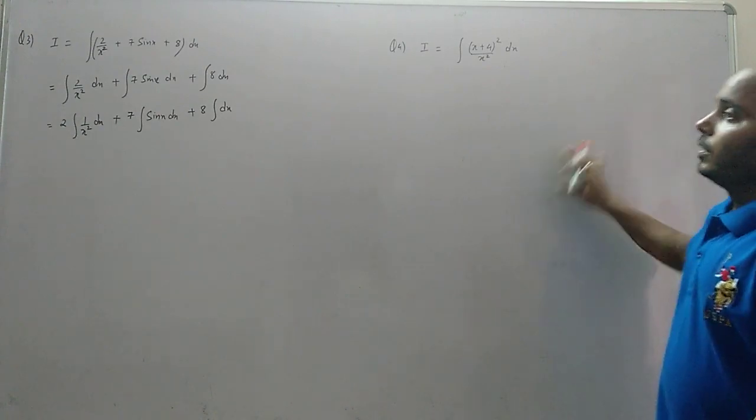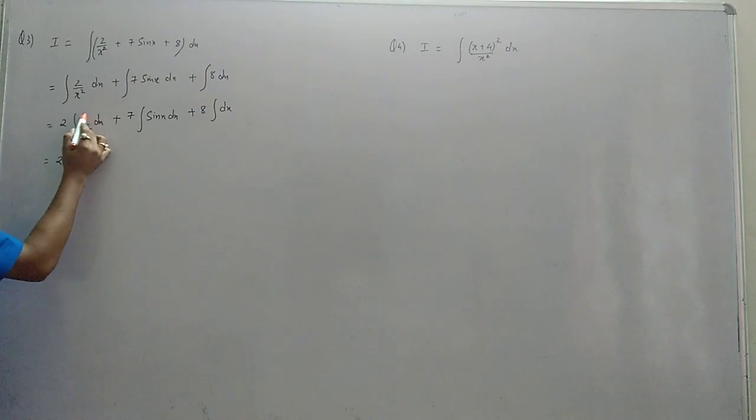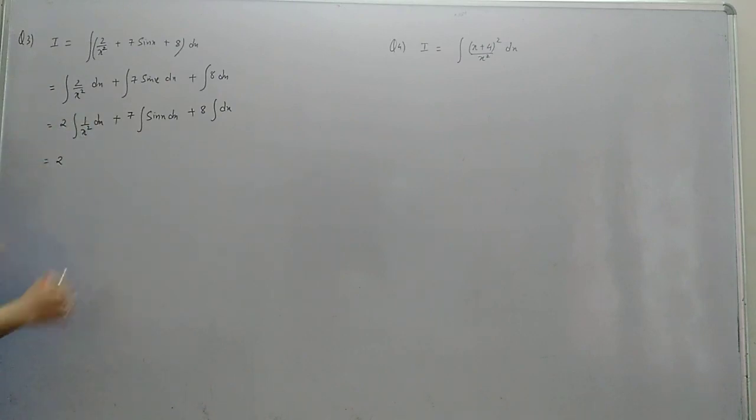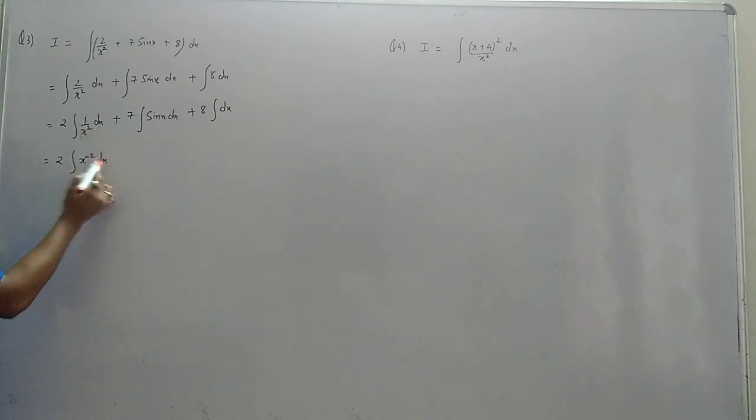Now see, return back to this case. 2. Whatever you have inside, is it in the formula? No. 1 by x square. The formula is for 1 by x. So this power will go up. X minus 2 dx. So what I am doing here, I am simplifying the inside part. I am writing it in the form of x to the power n. So that's why integration will remain integration, dx will remain dx.